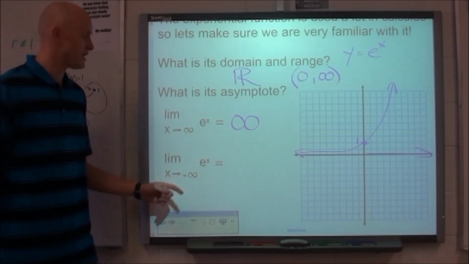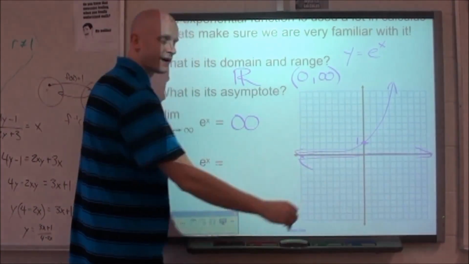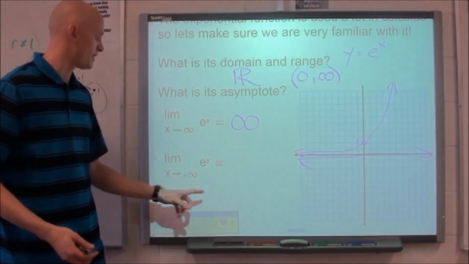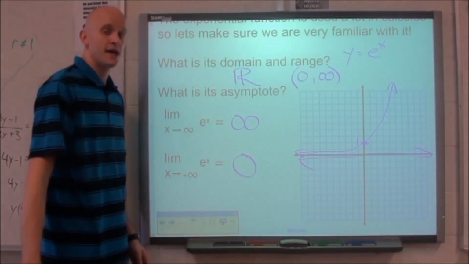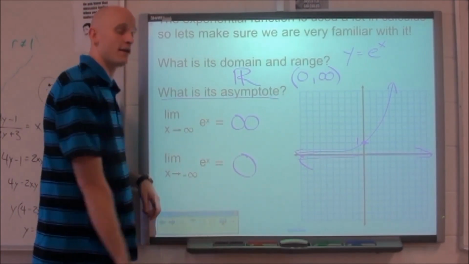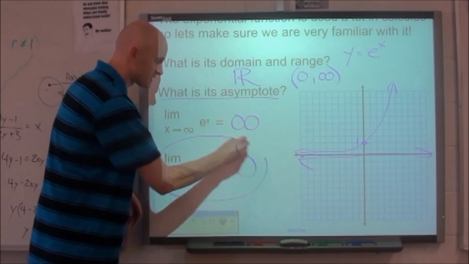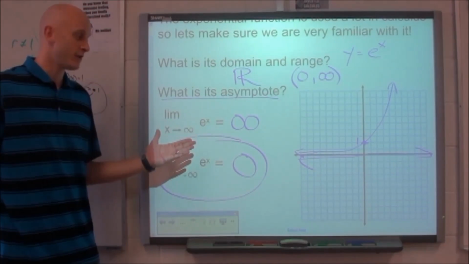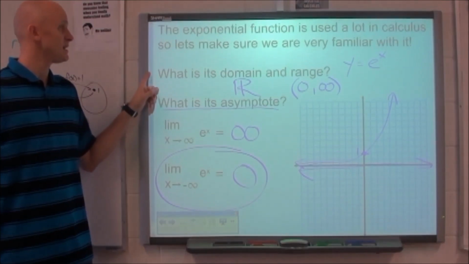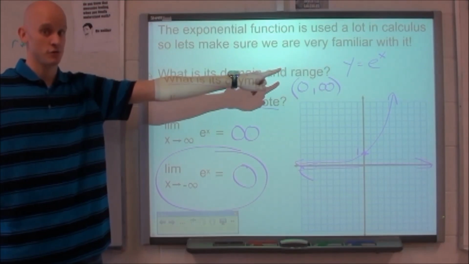The limit as x goes to negative infinity: as x gets very small, the function approaches 0. It doesn't ever get there, but it gets infinitely close, so therefore the limit is 0. There is a horizontal asymptote as x goes to negative infinity. So there is a horizontal asymptote here at 0. And that is the exponential function, the natural exponential function.